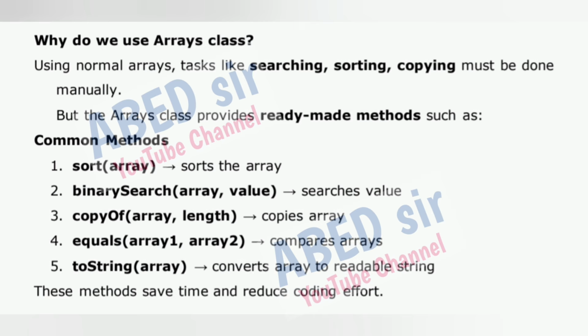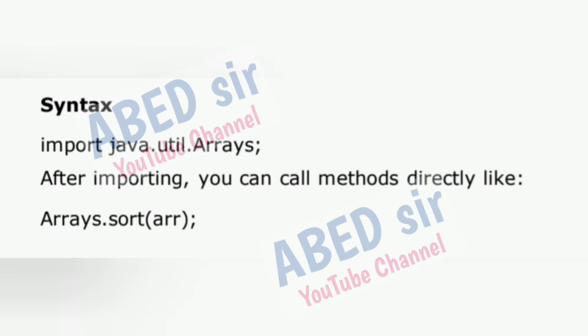1. sort(array) sorts the array. 2. binarySearch(array, value) searches for a value. 3. copyOf(array, length) copies the array. 4. equals(array1, array2) compares arrays. 5. toString(array) converts an array to a readable string. These methods save time and reduce coding effort. Syntax: import java.util.Arrays. After importing, you can call methods directly, like Arrays.sort(array).